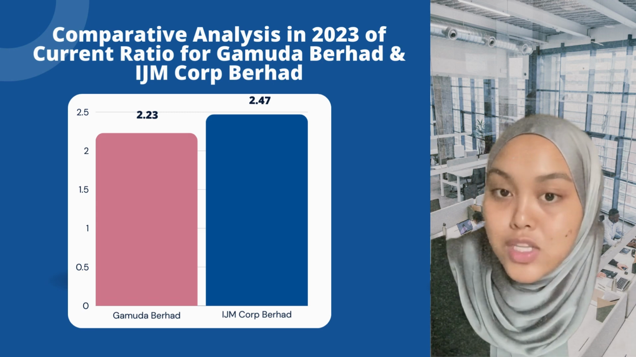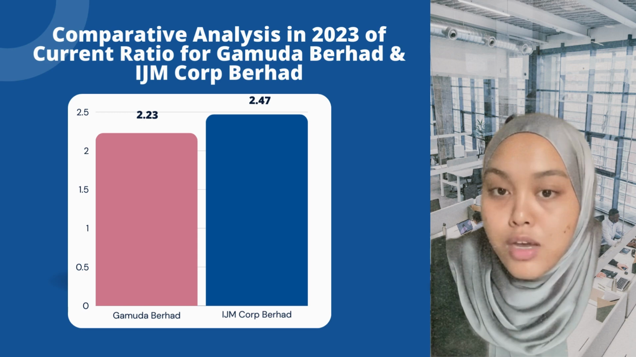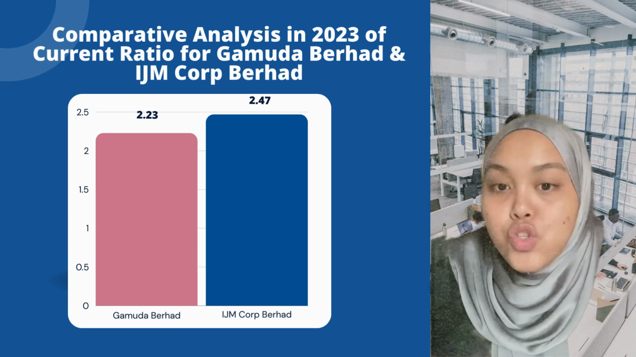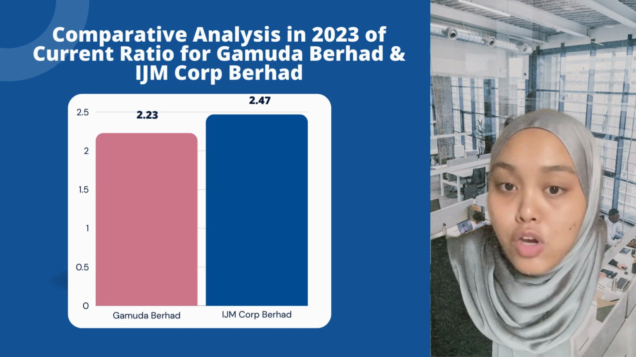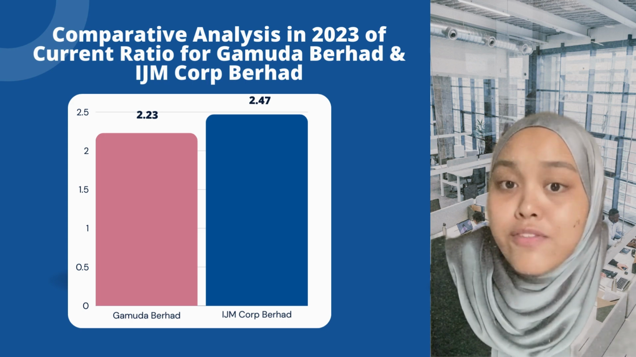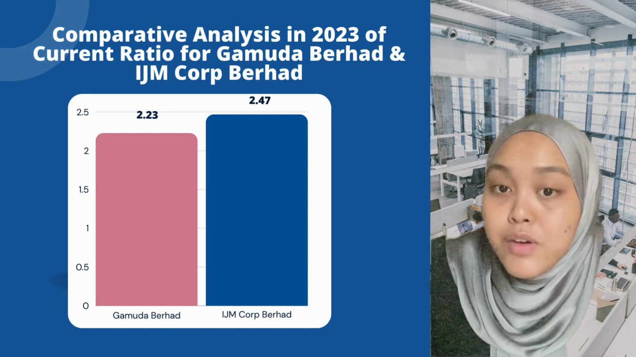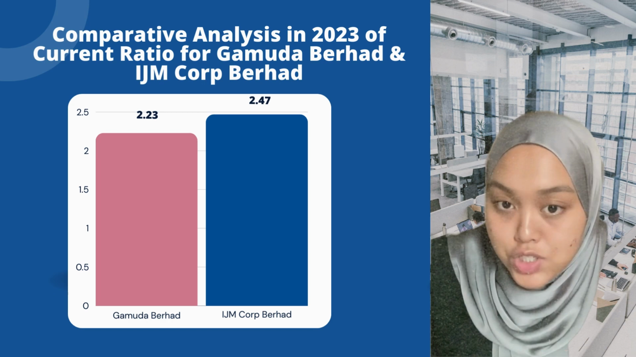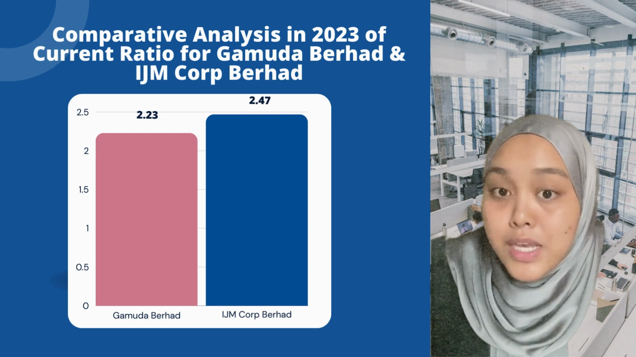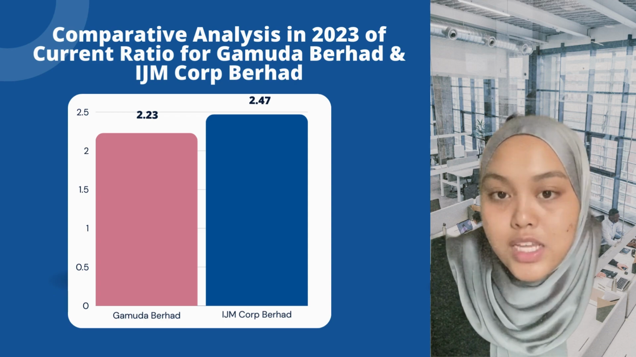Comparative analysis in 2023 for both companies: Gamuda Berhad has a current ratio of 2.23, while IJM Corp Berhad has 2.47. But both companies are above 1. So both companies have stable finances, but IJM may have a slight advantage in terms of liquidity in the current ratio over Gamuda Berhad.